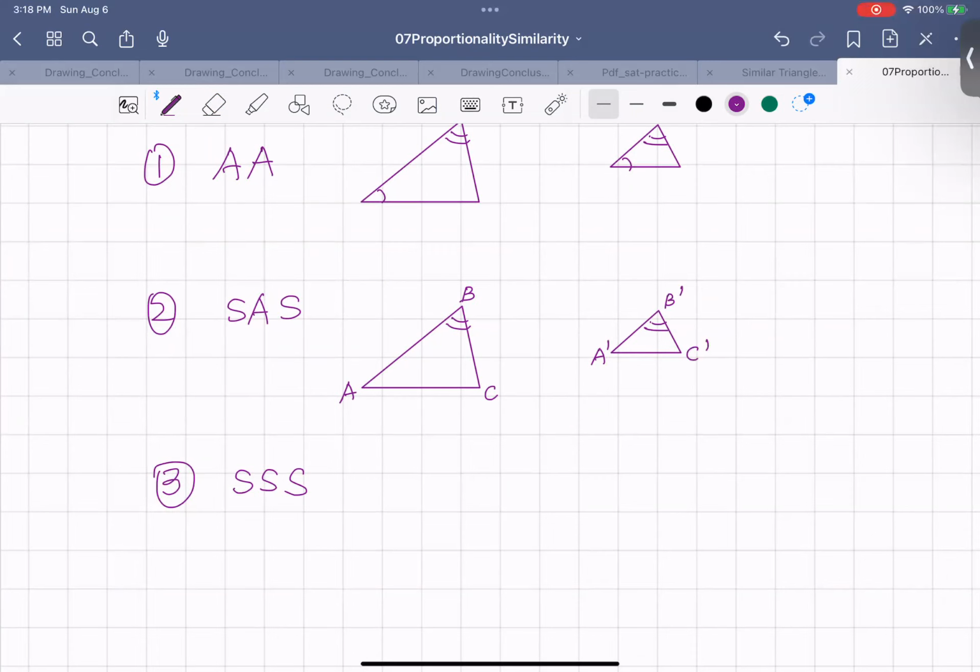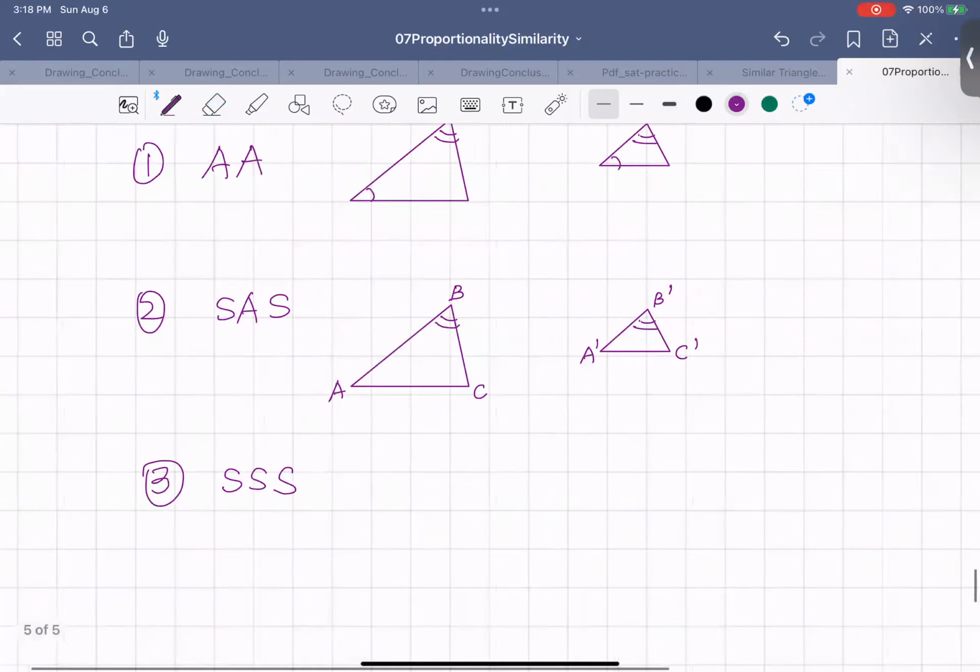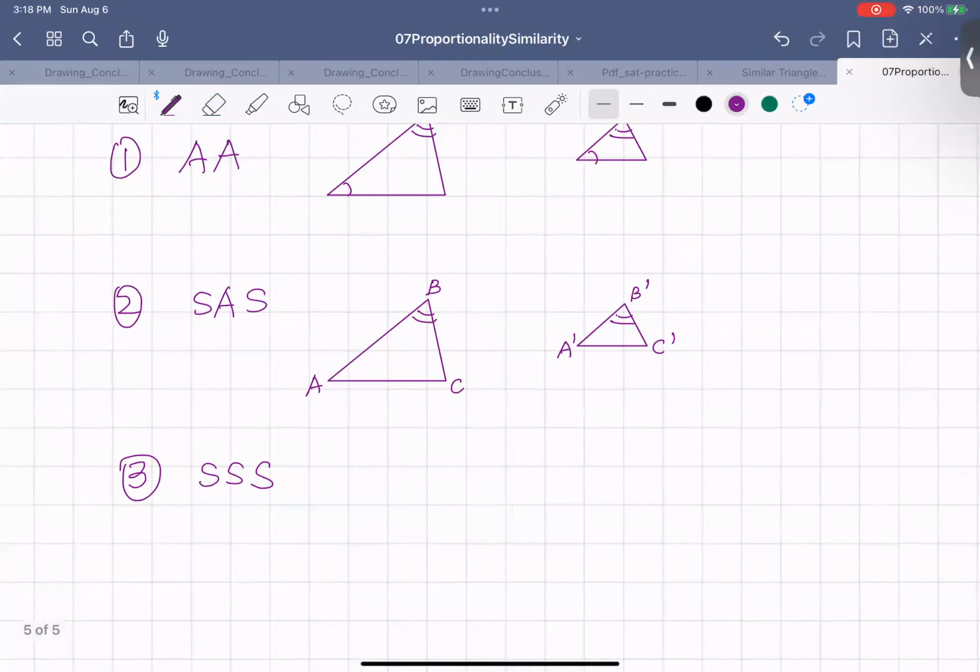Yeah, so for this one, you want to say SAS. You need to show me your work saying AB over A prime B prime is equal to BC over B prime C prime. It's a ratio, so you write down equal. You have these 2 ratios equal. Then at the same time, you have the angle between them congruent.